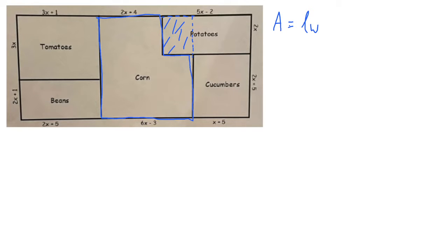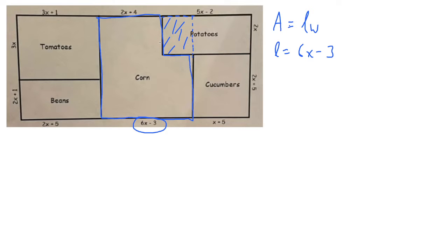I see that I have an entire length of this cornfield down here, which is 6x minus 3. So we can call that our length. And the width will be the other dimension. Doesn't matter which side is which.